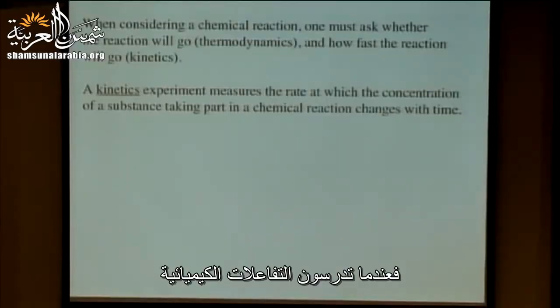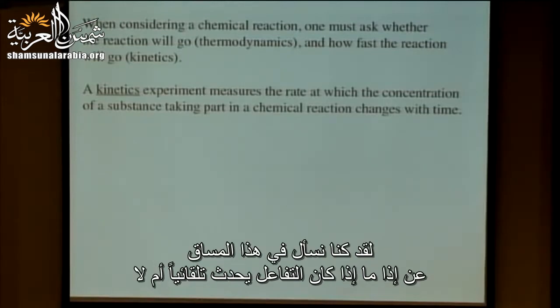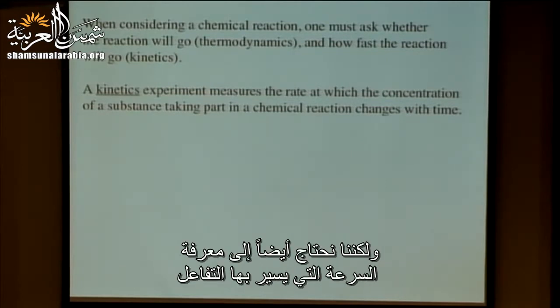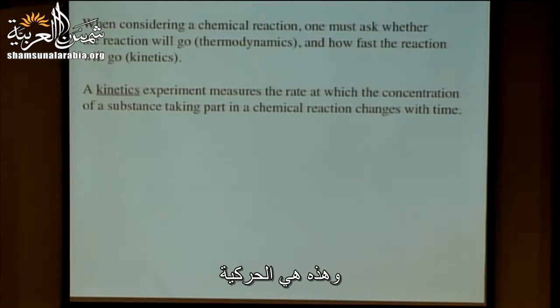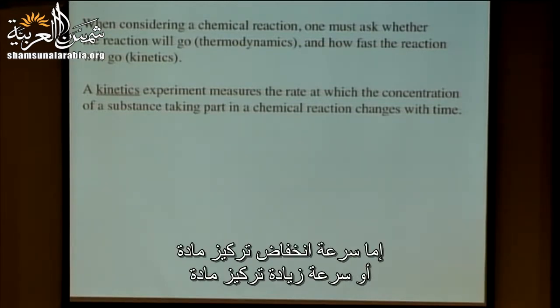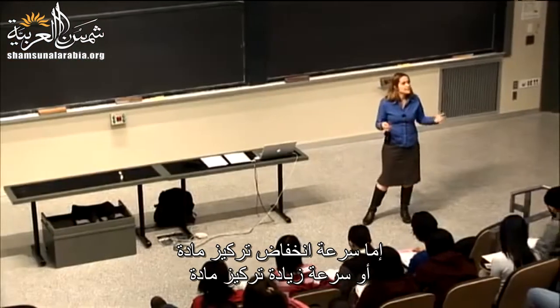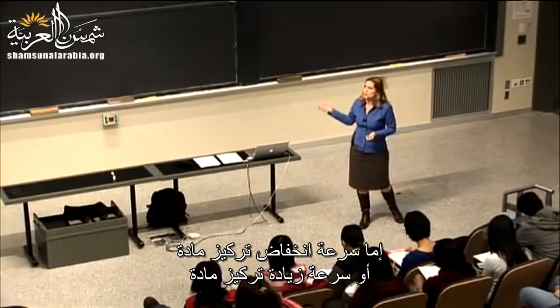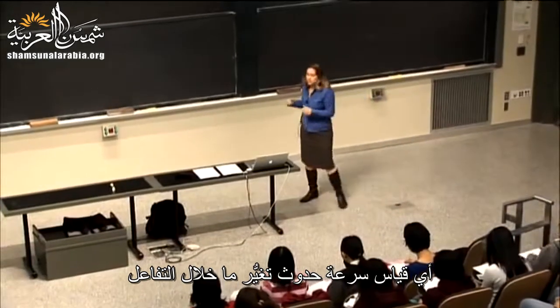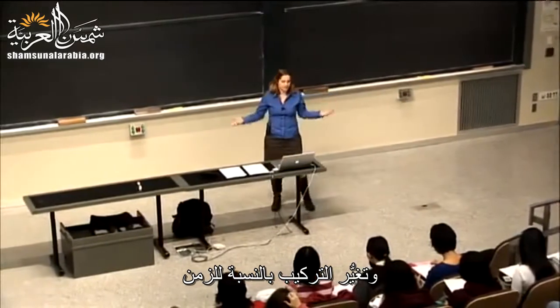So when you're considering a chemical reaction, we've been asking so far in this class whether the reaction will go spontaneously. So we've been talking a lot about thermodynamics, a lot about delta G. But we also need to consider how fast a reaction goes. And that's kinetics. So a kinetic experiment is one in which you measure the rate at which something's happening, the rate at which a concentration is disappearing, or the rate at which a concentration is forming. You're measuring some kind of change in composition versus time.